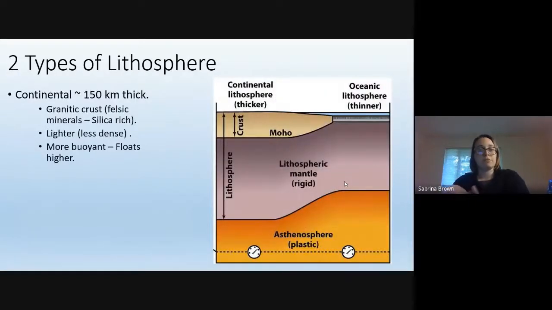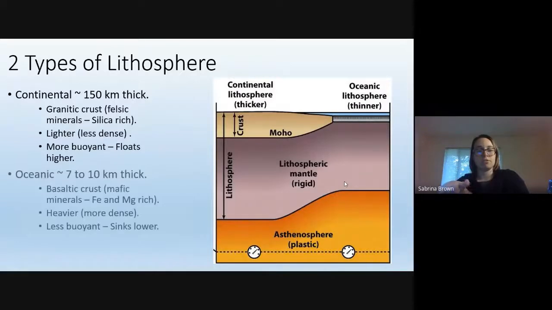We have two main types of lithosphere. We have continental lithosphere and oceanic lithosphere. So the continental lithosphere is made up of mostly rocks that have lots of silica in them. It's lighter and it floats a little higher on top of the asthenosphere. Oceanic lithosphere has mostly mafic minerals, so it's higher in iron and magnesium. It's a little heavier and it sinks a little lower into the asthenosphere.